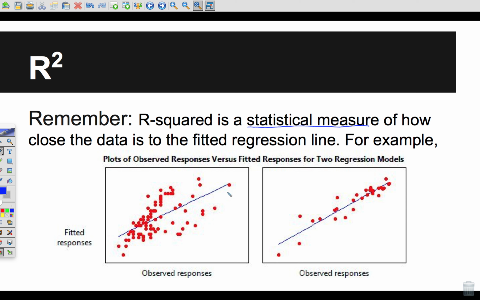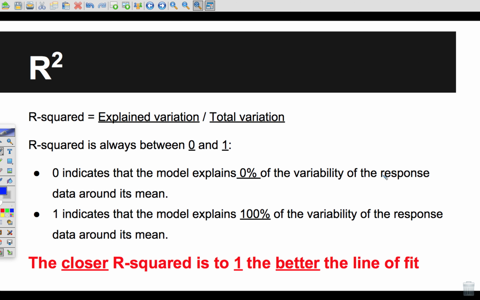So here's this line. This is our fitted line, the equation of the line, and these points are our actual responses, the observed responses, and then the fitted ones. Here we can see they're a lot closer. So this is going to have a higher R-squared value because the points are closer to this line. Does that make sense? I can hear you saying, no, Mrs. Carr, you're crazy. So R-squared is defined by the explained variation out of the total.